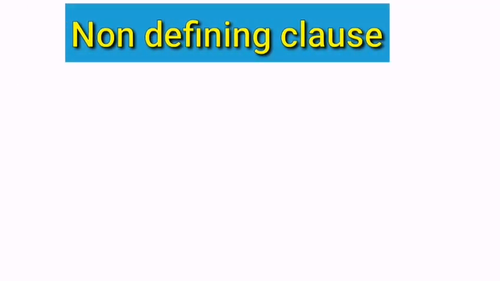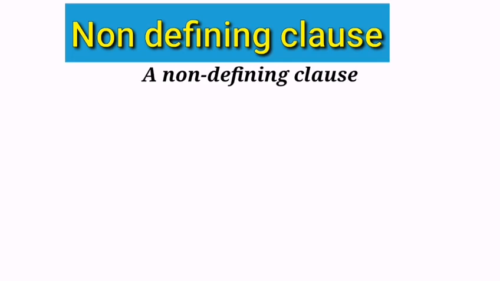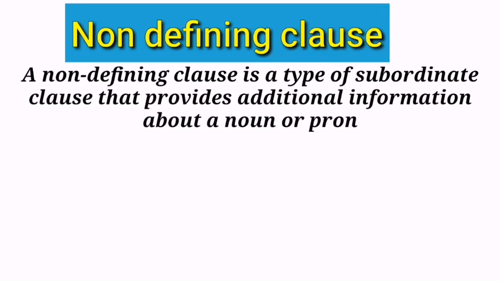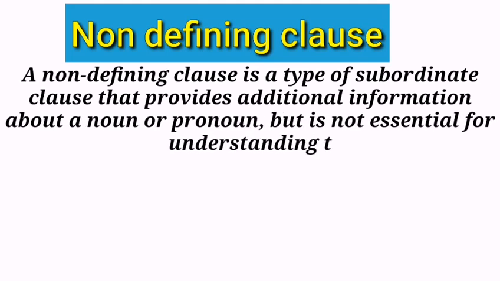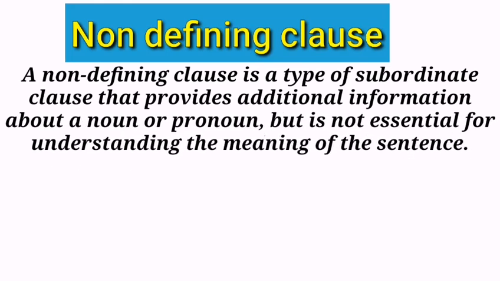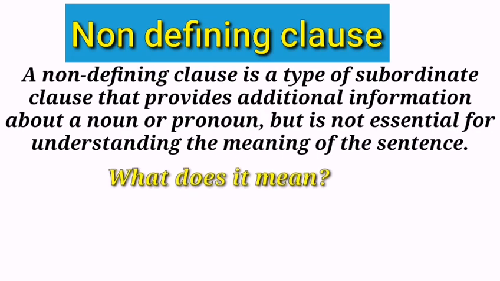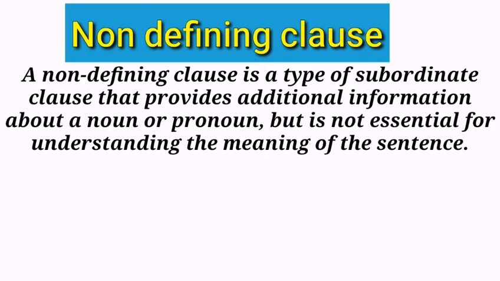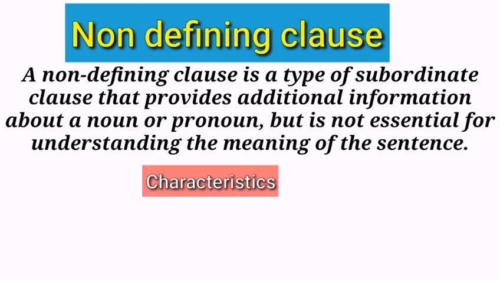While on the other hand, a non-defining clause can be defined as a type of subordinate clause that provides additional information about a noun or pronoun, but is not essential for understanding the meaning of the sentence. What does it mean? Simply, it means that it is also like a defining clause but to some extent it is different. You can identify a non-defining clause by these characteristics.